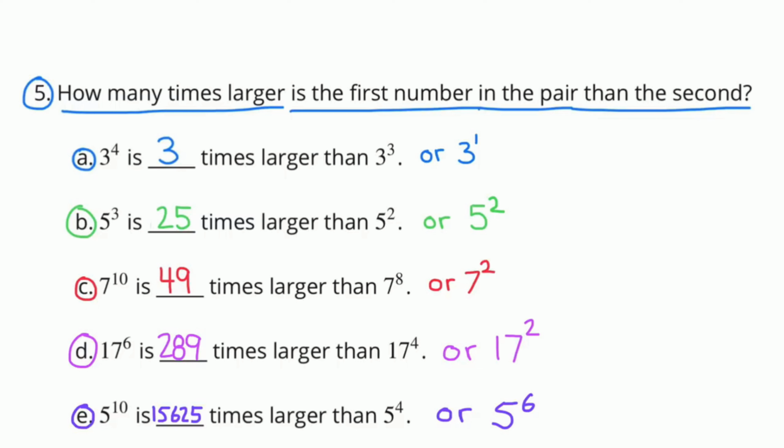E. 5 to the power of 10 is how many times larger than 5 to the power of 4? 5 to the power of 10 is 15,625, or 5 to the power of 6, times larger than 5 to the power of 4.